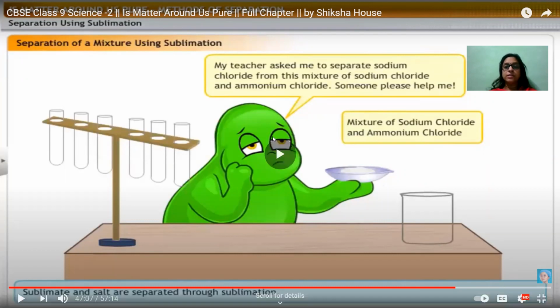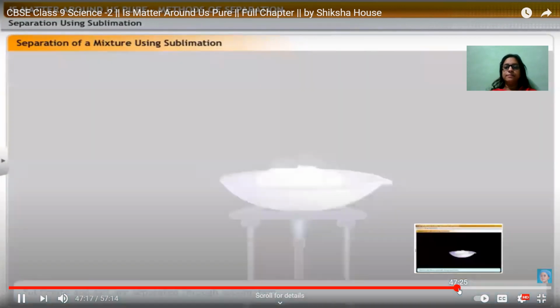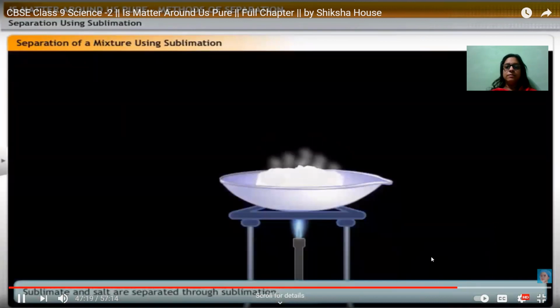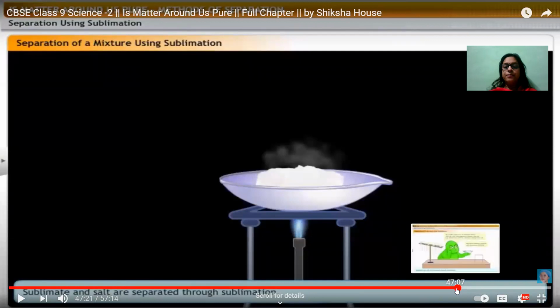Okay, from this mixture of sodium chloride and ammonium chloride, ammonium chloride changes directly. Now, in this method, how can we separate the ammonium chloride and sodium chloride mixture? First of all, take an ammonium chloride and sodium chloride mixture in a watch glass, or we can say in a china dish. Then we start heating it.